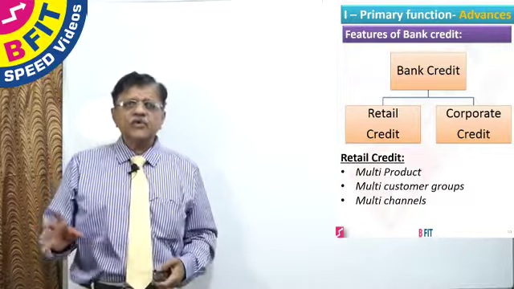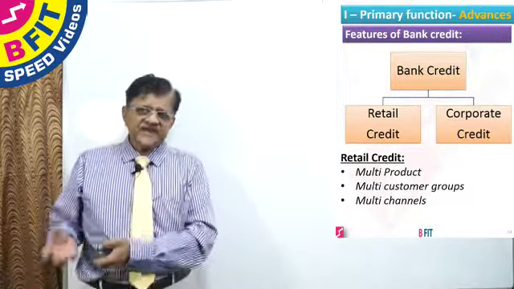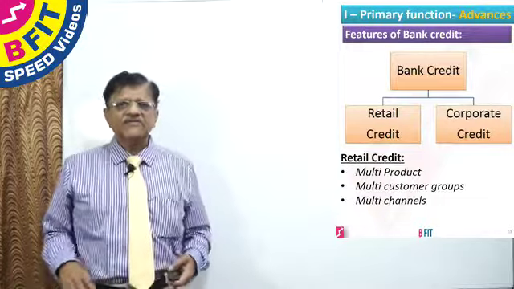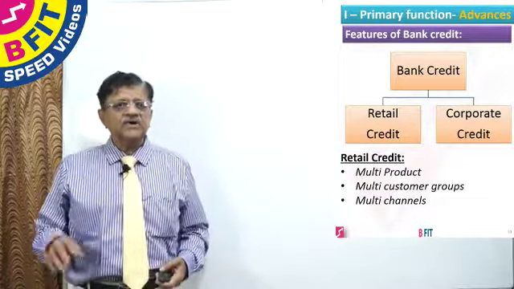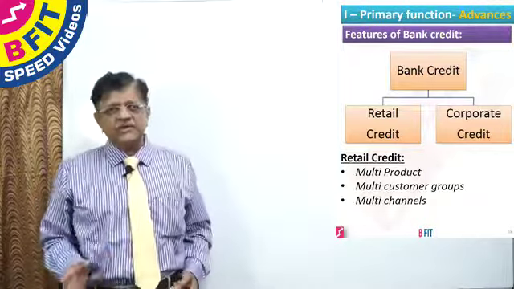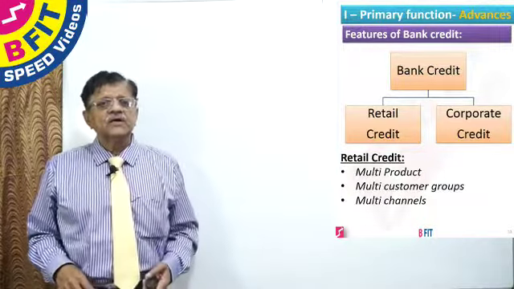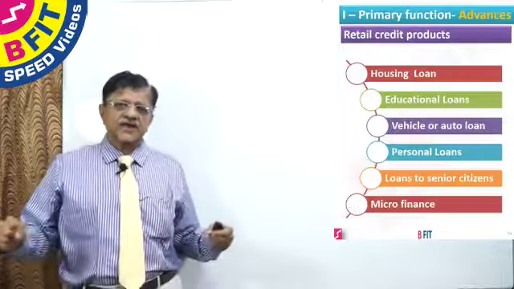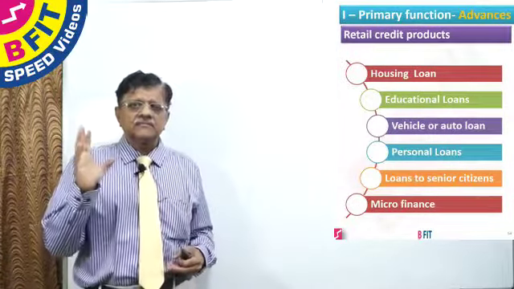And the corporate group is given various types of advances. We shall see what are the various types of advances that are given to both the retail group as well as the corporate group. Now, what are the retail credit products of a common normal bank?